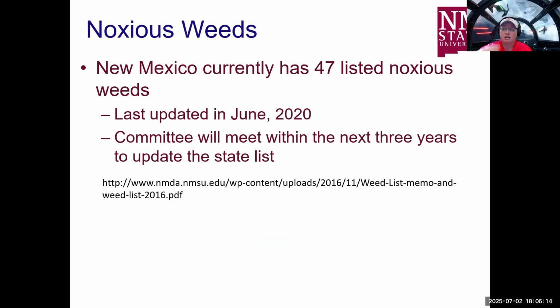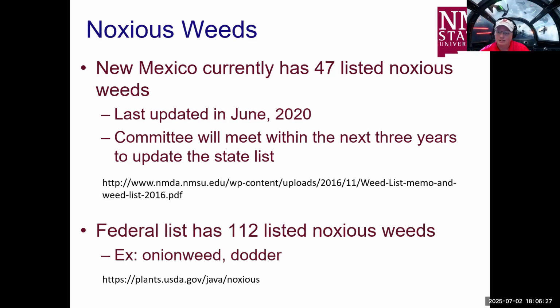So it is always changing, and we are always adjusting to make sure that the weeds that are listed are represented as well as possible, especially where they're located. We'll talk about that. There is a federal noxious weed list that contains 112 listed noxious weeds, some of which include onion weed and dodder. Onion weed is the only weed that is both on the federal noxious weed list and the state noxious weed list for New Mexico. Dodder is not included on the noxious weed list in New Mexico because it's pretty widespread.